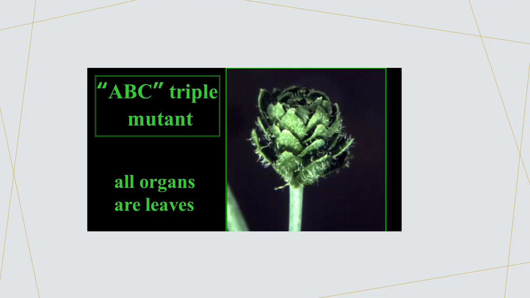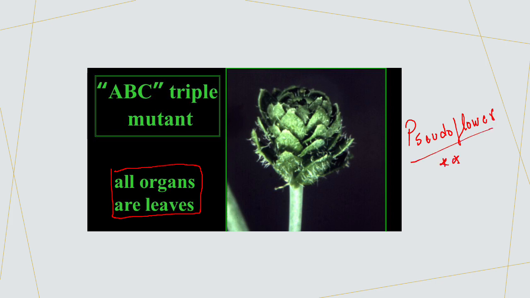Now, moving ahead, the next thing is to understand what will happen if all three genes are mutated, that is an ABC triple mutant. So in an ABC triple mutant, no whorl is being formed and all whorls are replaced by green leaf-like structure, right? And in biology or botany, there is a term given to this kind of flower, which is known as a pseudo flower, right? So an ABC triple mutant is known by the name of a pseudo flower, where all whorls are replaced by green leaf-like structures.